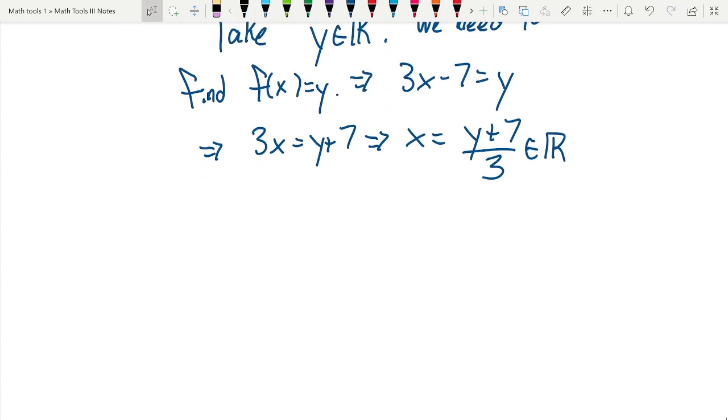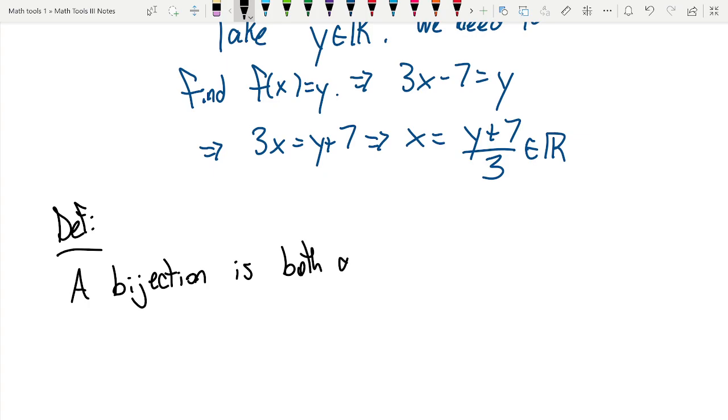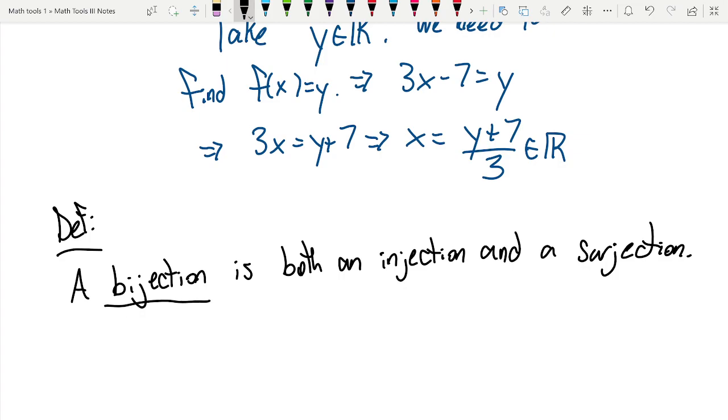All right, so finally we'll define a bijection. So a bijection is both an injection and a surjection. So we just need to check both of those things separately, basically, that something's an injection and a surjection.